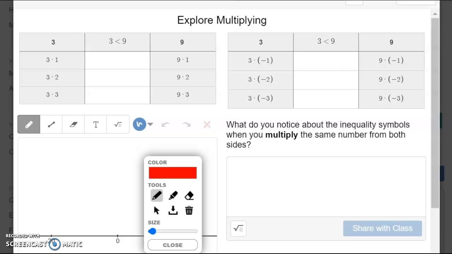Okay, let's try multiplying. 3 times 1 is 3. 9 times 1 is 9. If I multiply by a positive number, again 9 is the bigger number, it did not change. So 6 and 18. Again, 18 is the bigger number. 3, 9, and 27. 27 is the bigger number. Notice the inequality sign did not change when you multiply both sides by a positive number.